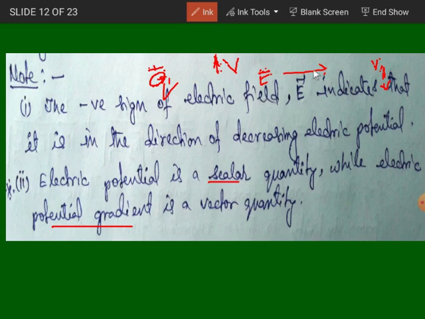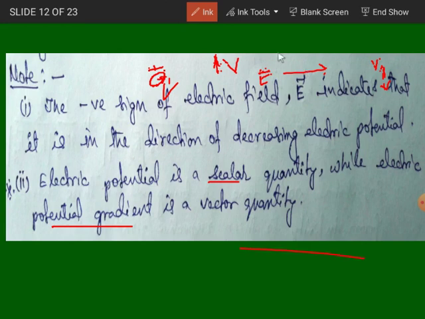Had it been E equal to plus dV by dr, your electric field would have been in the direction of that potential gradient, that means increasing potential. But it is not so. Minus means your electric field E is in the direction of decreasing potential gradient, or you can say that potential gradient and the electric field are just opposite.